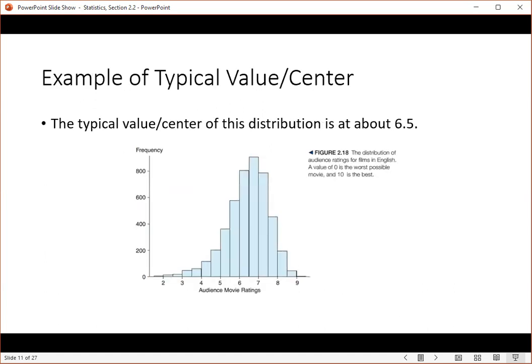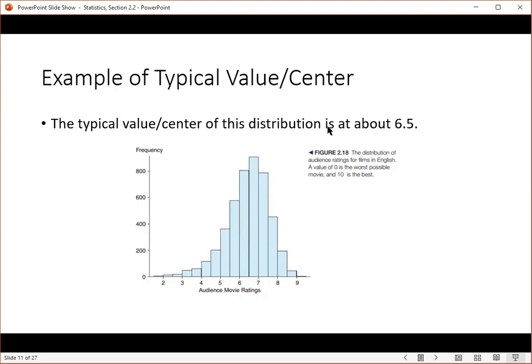All right, so here we have a distribution of audience ratings for films in English. If you look at this, the idea is you just want to eyeball where the center would be, like what's roughly the middle of the data set. You've got this peak, right? It doesn't necessarily have to be right at the peak, but the peak does look like it's pretty close to the middle. We have a little bit of a lean on this side where it looks like there's a little bit more data on this side. So I would say maybe it's a little on the left side of this peak. So I would guess somewhere in this region here, close to 6.5.